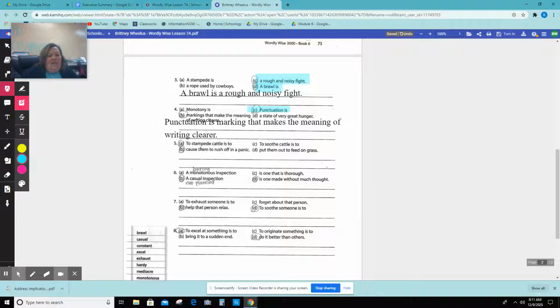To stampede cattle is to cause them to rush off in a panic. To stampede cattle is to put them out to feed on grass. To soothe cattle is to cause them to rush off in a panic. To soothe cattle is to put them out to feed on grass. All right. To stampede cattle is to cause them to rush off in a panic.